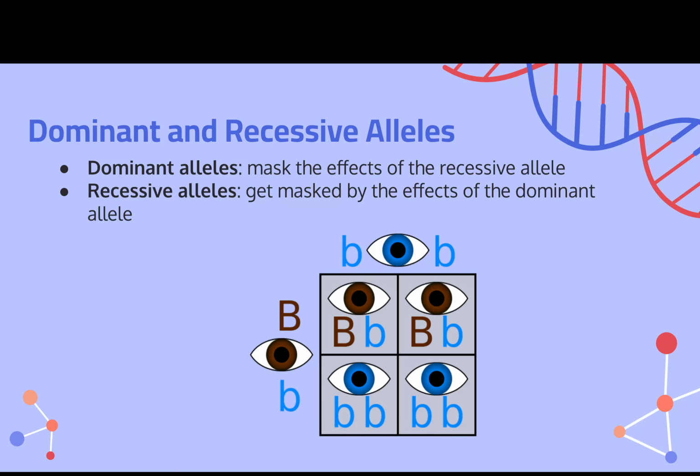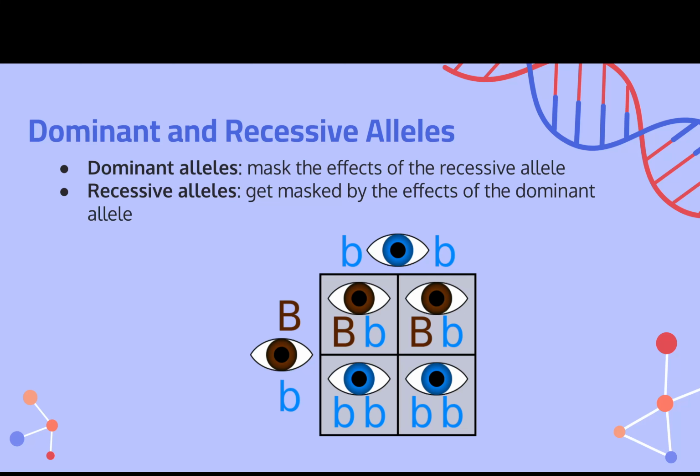So the first thing we need to know regarding inheritance and the entire process of it is dominant and recessive alleles. So there's two types of alleles. There's dominant alleles and recessive alleles. Dominant alleles are the ones that mask the effects of the recessive allele, and recessive alleles are the ones that get masked by the effects of the dominant allele. It's a very interconnected definition.